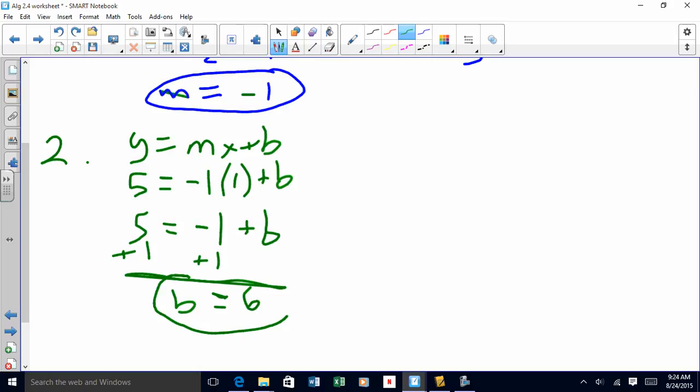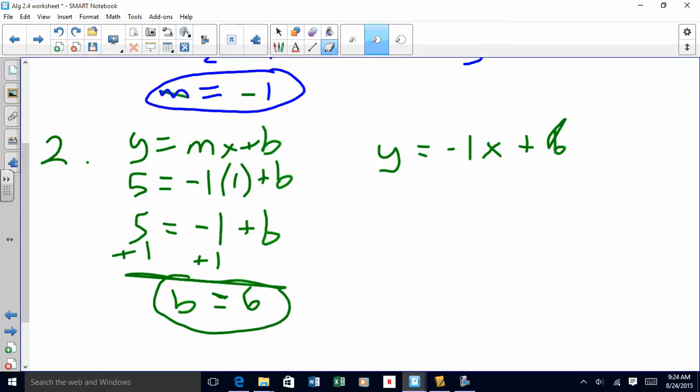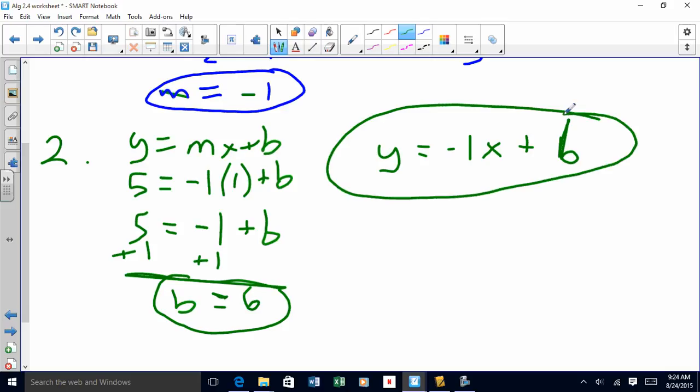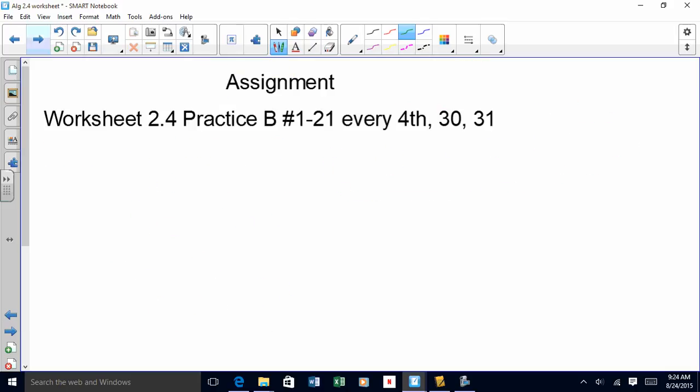All right, we know m, we know b. Let's write our equation. Y equals m is negative 1, x plus b is 6. And there would be our equation. Of course, you would start at 6 and then count down 1 and to the right 1, for your slope.